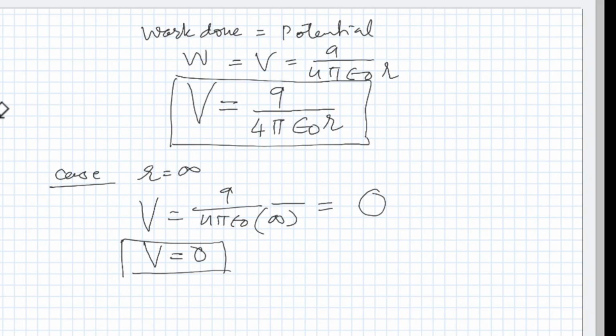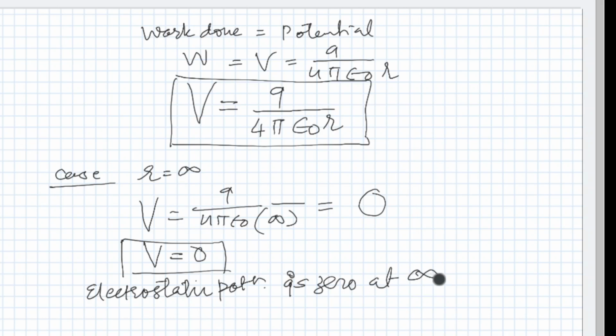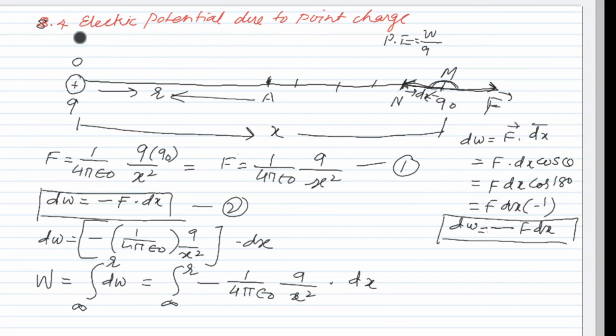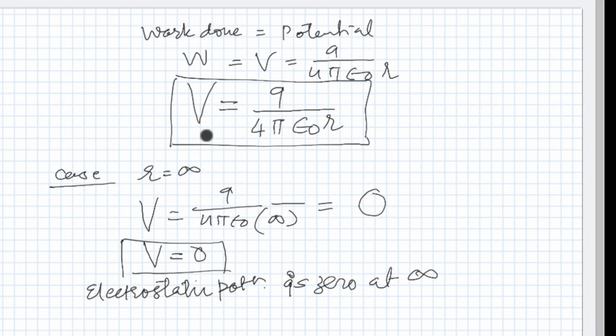Okay, so we can write here, this shows that the electrostatic potential is 0 at infinity. Okay, so in this way we got the equation for the electric potential due to a point charge, and that value is V is equal to Q upon 4 pi epsilon 0 R.